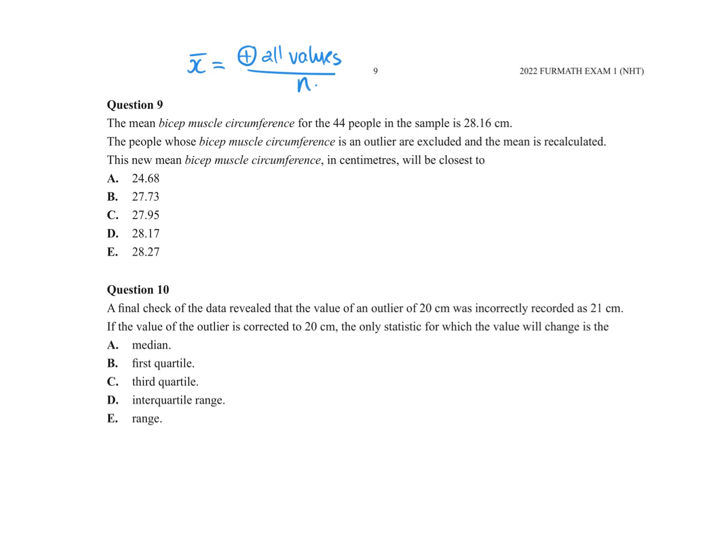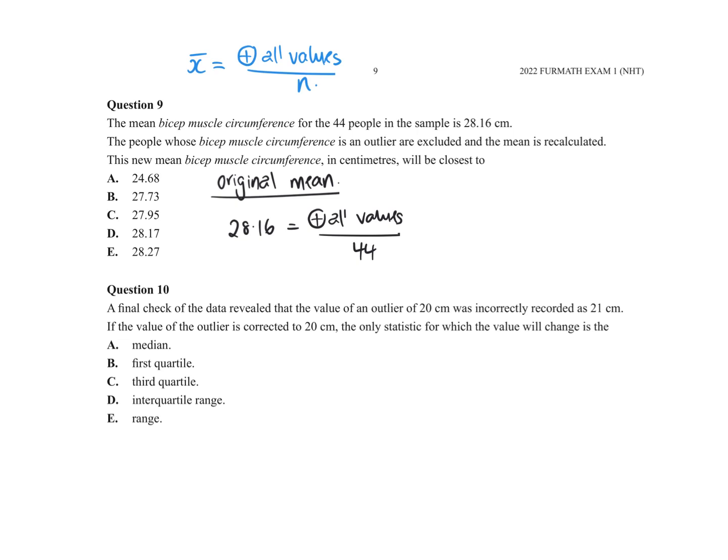Okay? So if I look at the original mean, the original mean was 28.16. So they must have added up all the values and divided by, I'm going to say 44. Yes, because there were 44 things.